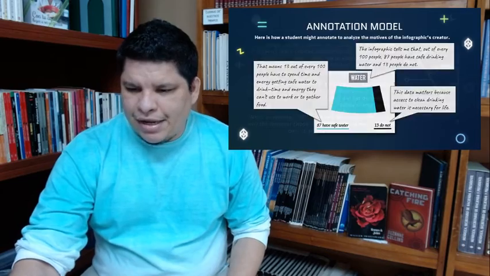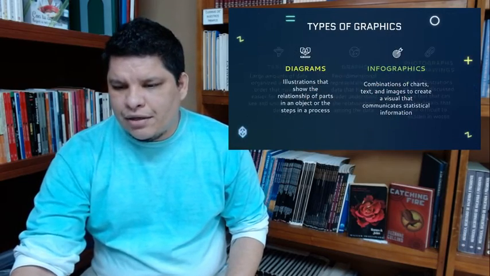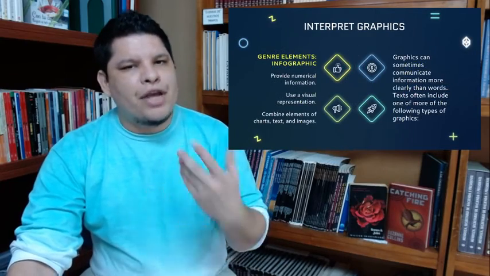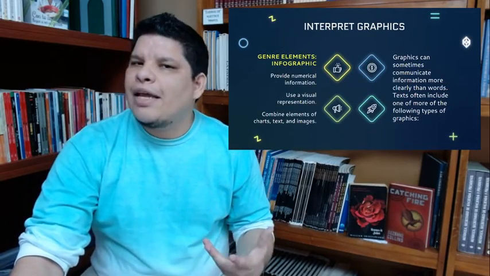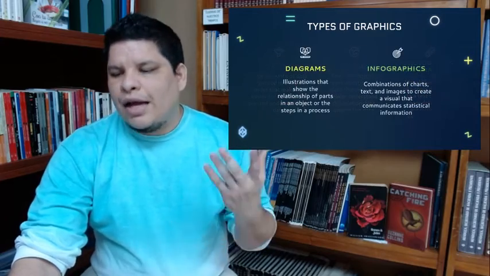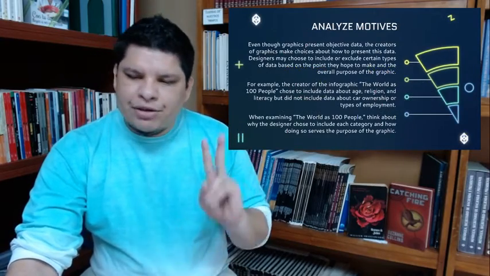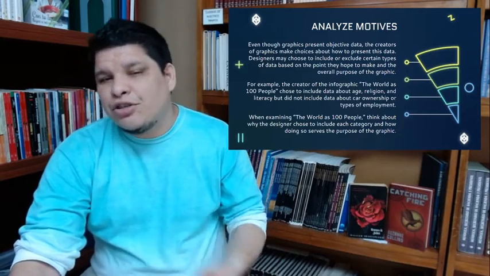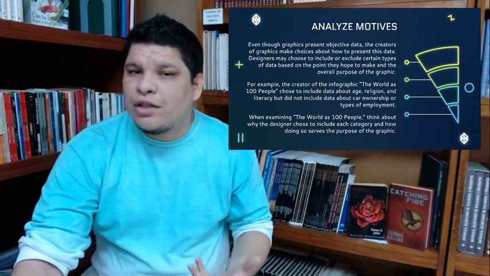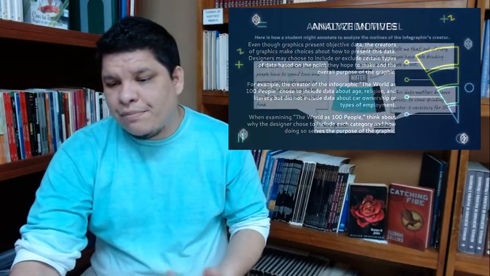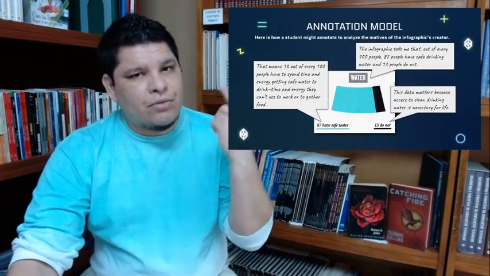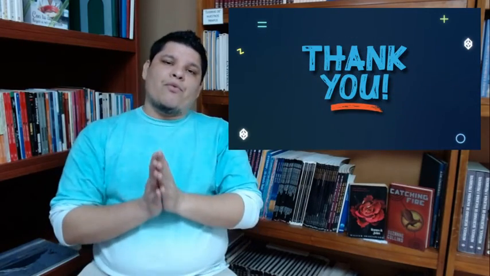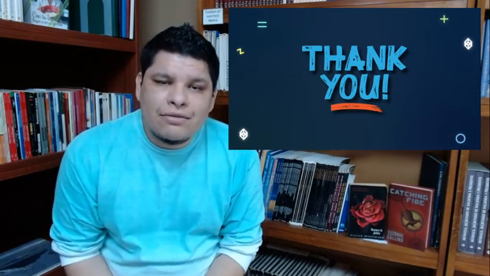Let's go back a little bit and check. Number one, analyzing the type of graphic that we have. We're going to interpret them in terms of what they mean and what is the purpose. Again, classify it. Number two, analyzing what are the motifs, the representations or the motifs that the creators want to share and want to express with them. We're going to use this annotation model for each of the categories. And of course, with that, we are going to have our lesson ready.